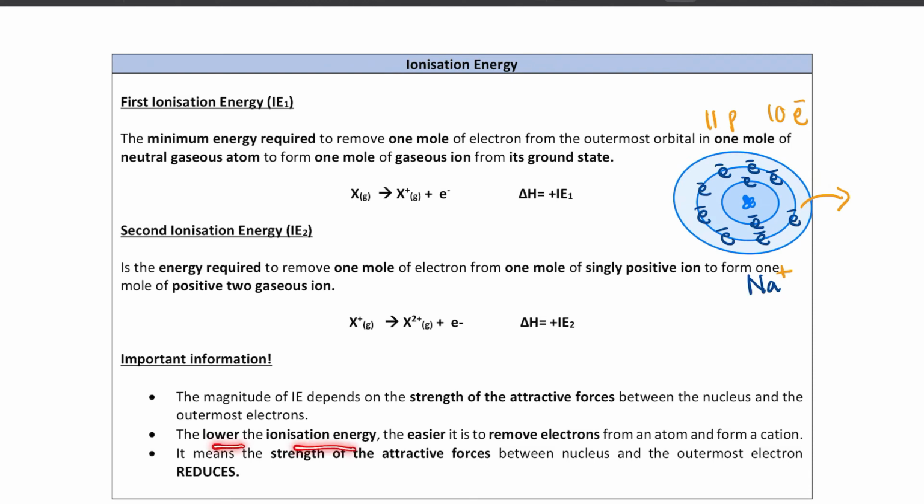Okay, and then the lower the ionization energy, the easier it is to remove electron from atoms and form a cation. Okay, so you can look at the value of ionization energy. If the value is low, that means easy to remove the electron lah. Itu maksud dia. Compared to ionization energy yang lagi tinggi, that means susah nak remove electron. Okay, so it means the strength of attractive forces between nucleus and outermost electron reduces. Okay, so sama macam saya cakap tadi.